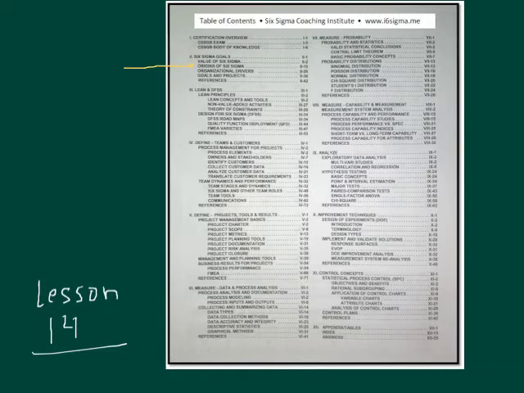If you look at the table of contents, we are still talking about the origins of Six Sigma. And today we'll talk about Dr. Walter Shewhart, and if you know, he was very famous for his control charts, and we'll discuss that in detail a little bit.